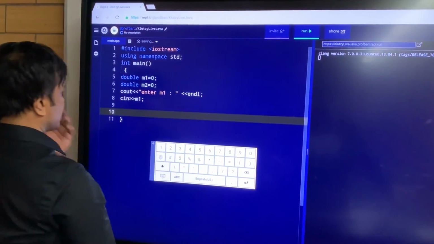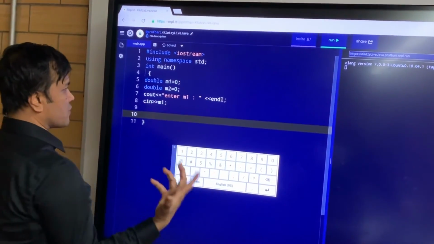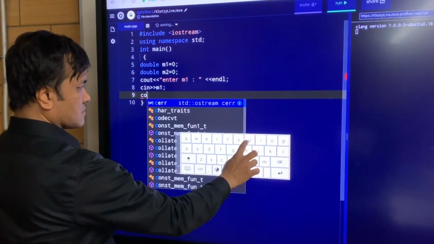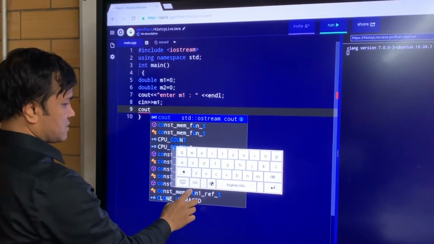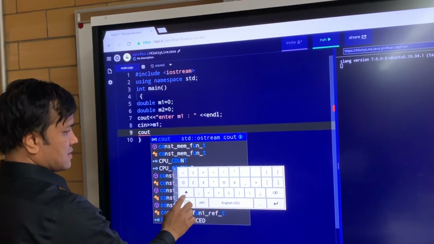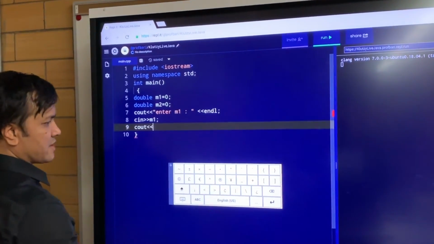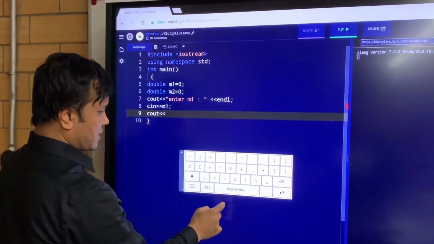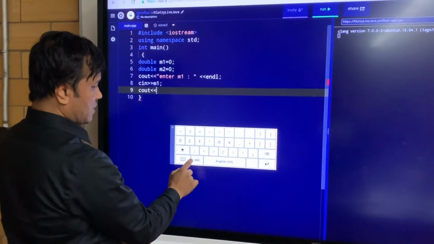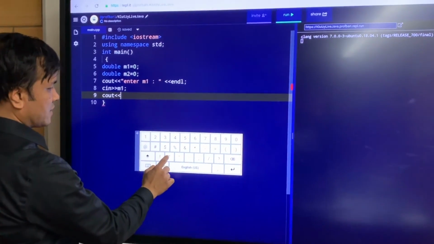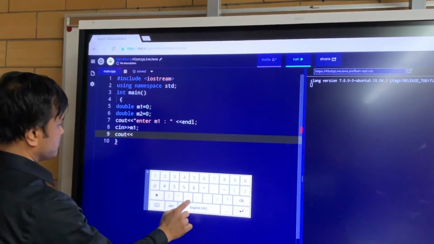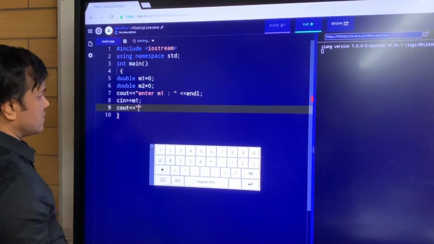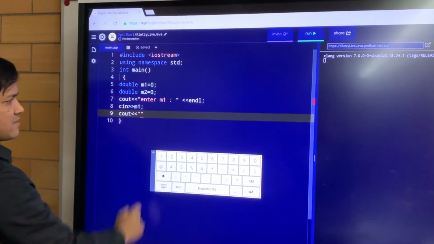So now I'm going to write the cout again, and this time cout for M2. So I'm going to write cout, and then I'm going to write less than, and then a semicolon, of course. Where is the semicolon? Semicolon is right here. No, I'm not going to write semicolon. Yeah, I'm going to write double quotation. In the double quotation, I'm going to write Enter M2.